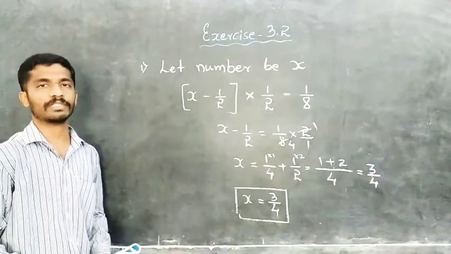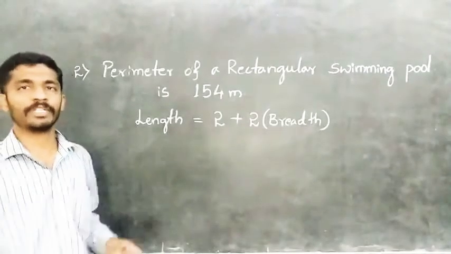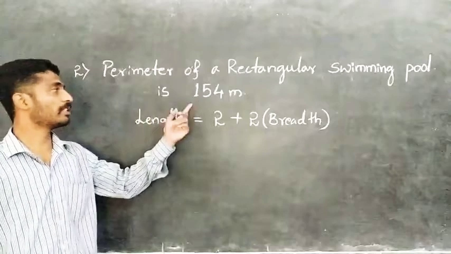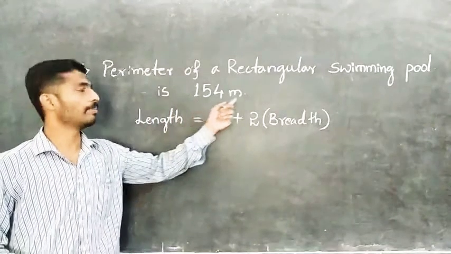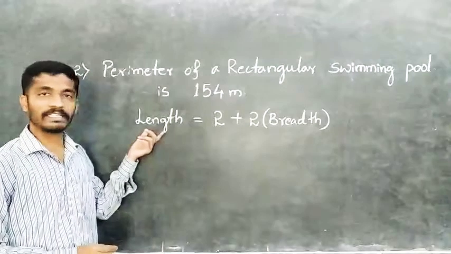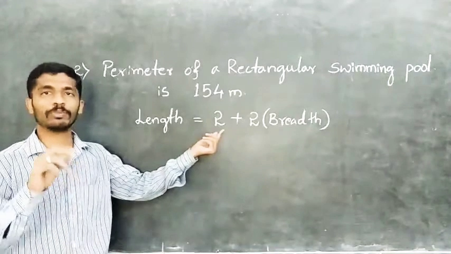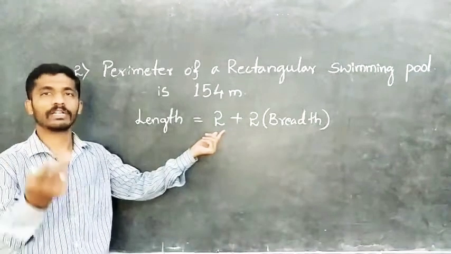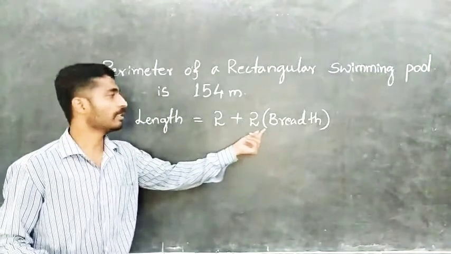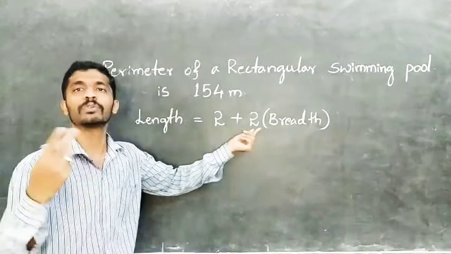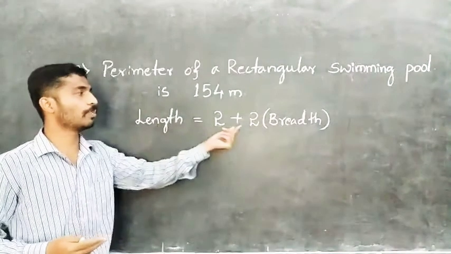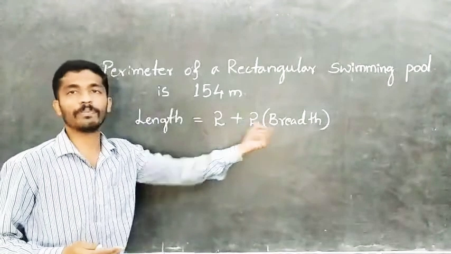This is our answer. Second question: they gave here the perimeter of a rectangular swimming pool. The perimeter is how much? 154 meters. And another condition they gave: the length is 2 more, 2 more means 2 extra, 2 plus twice the breadth. Twice means 2 times, 2 into breadth. So length will be 2 plus 2 of breadth.